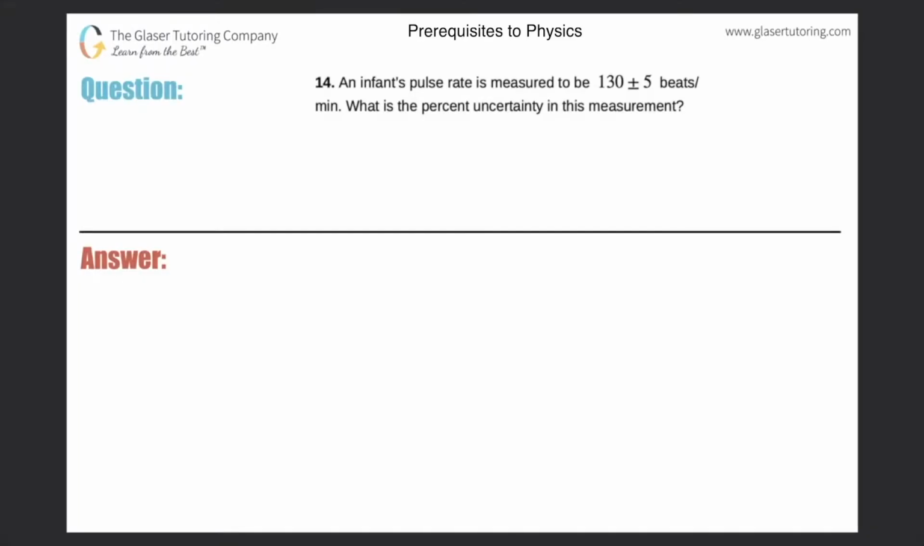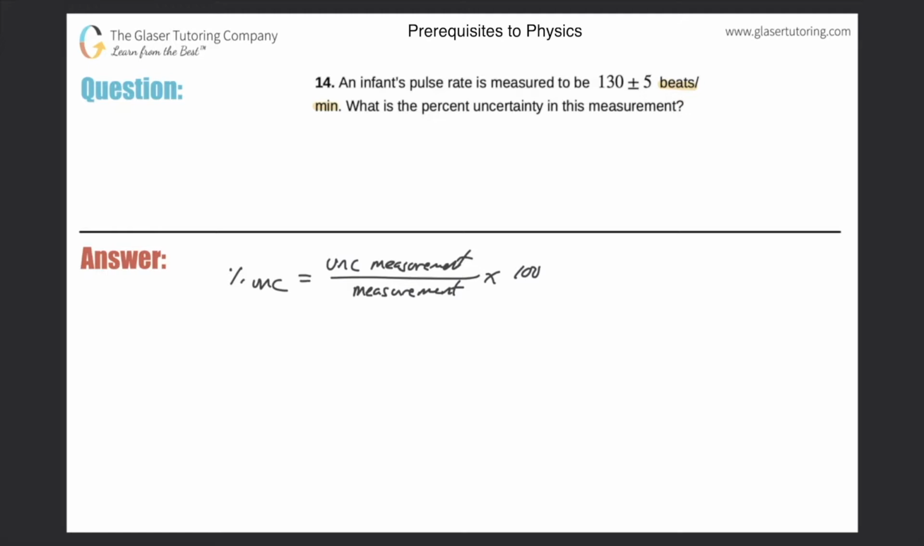Number 14. An infant's pulse rate is measured to be 130 plus or minus 5 beats per minute. What is the percent uncertainty in this measurement? Okay, so let's write down a formula for percent uncertainty. Percent uncertainty, which I'm going to abbreviate as UNC, would be the uncertainty of the measurement divided by the actual measurement, times 100.